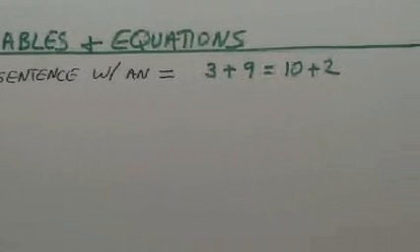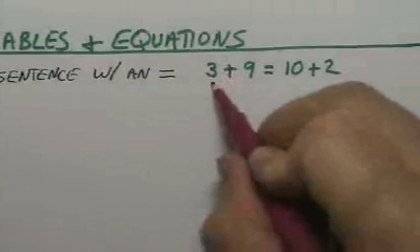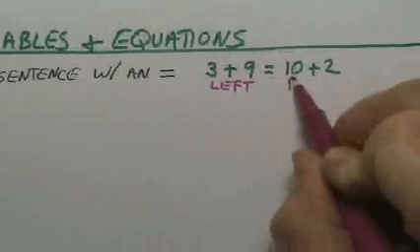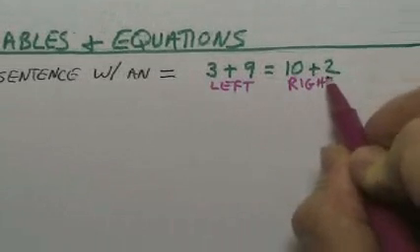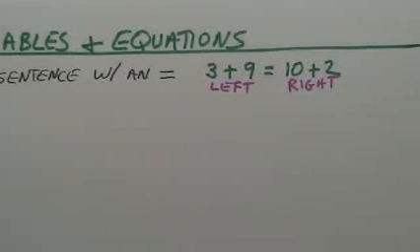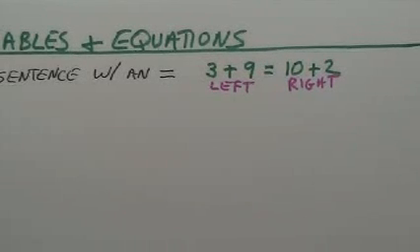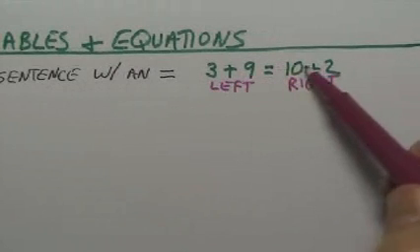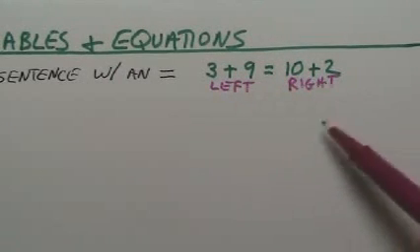And in every equation, you have a left side and a right side. On the left side of the equals is the left side. On the right side of the equals is the right side. Left and right.